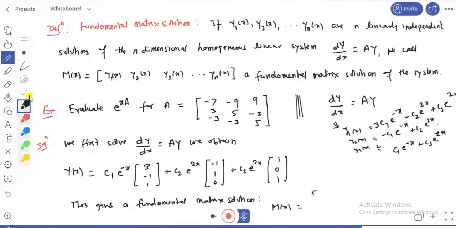So here, this is the solution of this. So this becomes 3 independent solutions. This is e to the power minus x. Okay, and the first column is e to the power minus x times (3, minus 1, 1). Okay, and the second column is e to the power 2x, minus e to the power 2x and 0, and this is e to the power 2x, 0, e to the power 2x. This is your fundamental matrix.